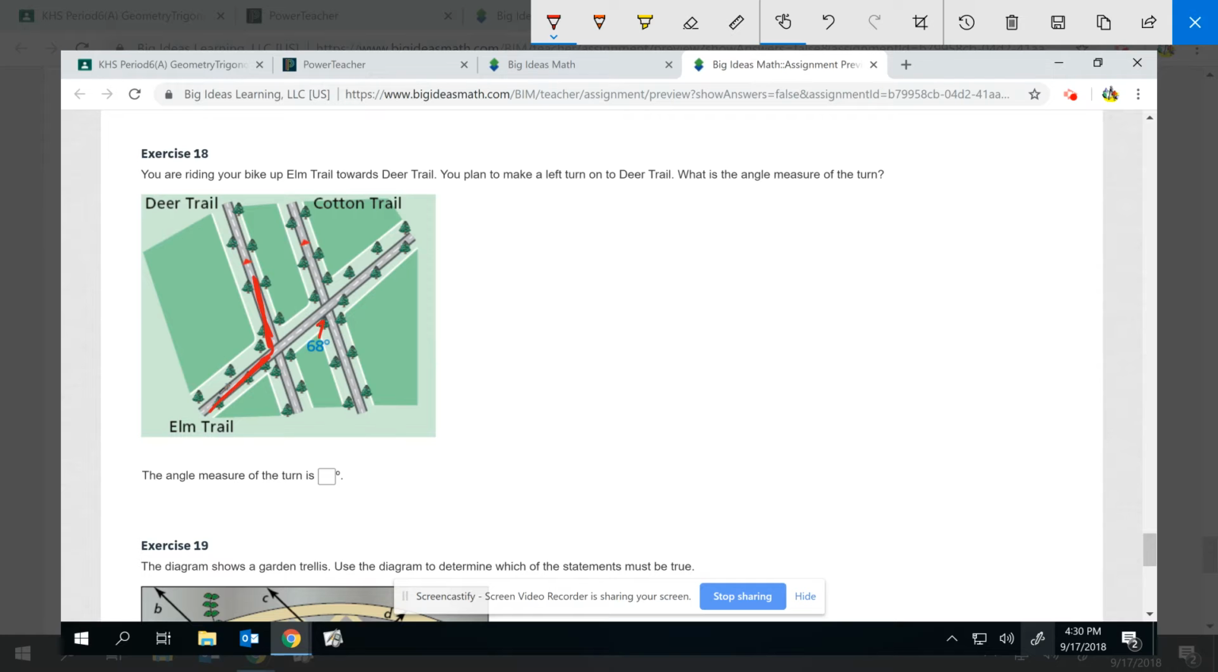So this angle, 68, because 68 is acute, so it has to be an acute angle. But this is obtuse. So I just got to take 180 and subtract 68 from it because the two of them have to add up to 180. If they're parallel lines, they got to make 180. So we're going to subtract here, and you're going to get a 112 degree angle. 112 degrees.